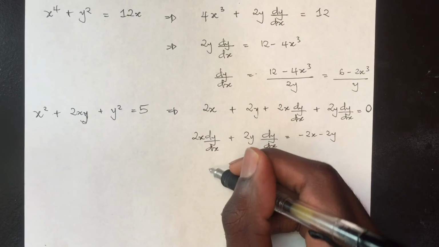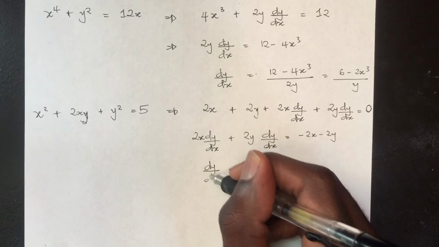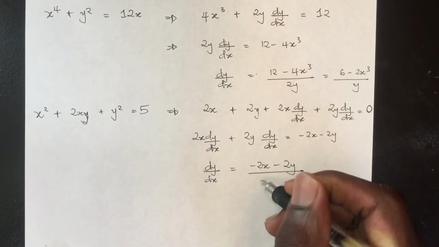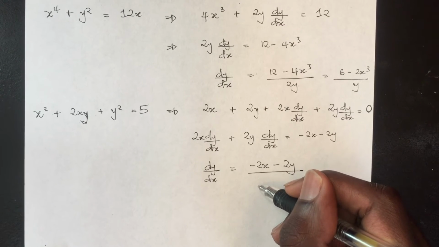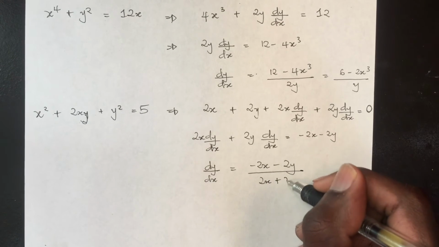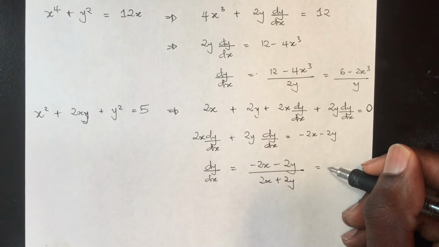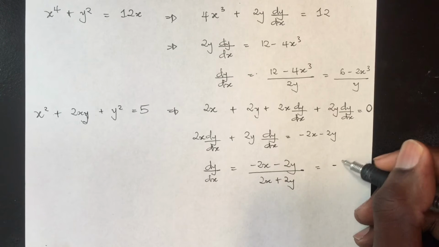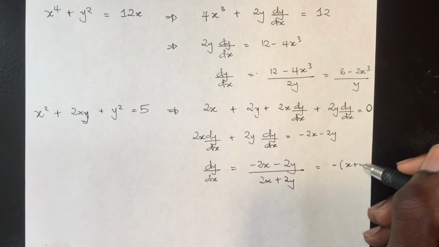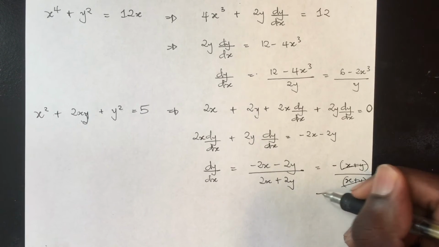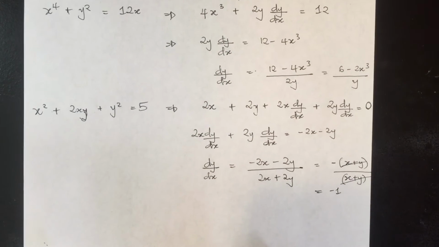All right, and then if we factorize out dy dx, we're going to have dy dx equals negative 2x minus 2y, all of that divided by 2x plus 2y. And if we divide everything by 2, we're going to have negative x plus y all over x plus y. If we cancel this, this should just give us negative 1, and that is your answer.